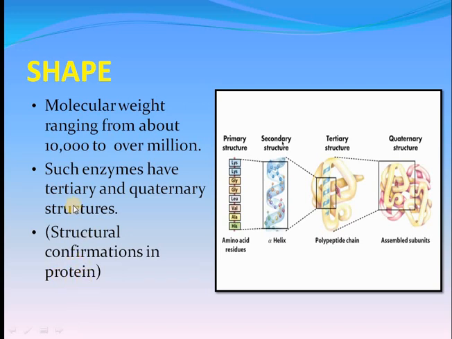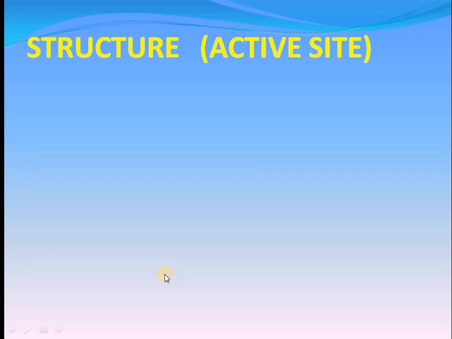Inshallah, in chapter 2, biological molecules, there is a detailed topic in which we will discuss the shape of protein. There are 4 types: primary, secondary, tertiary and quaternary. In enzymes there are tertiary structure and quaternary structure. You can say that here are polypeptide chains and here are assembled subunits.